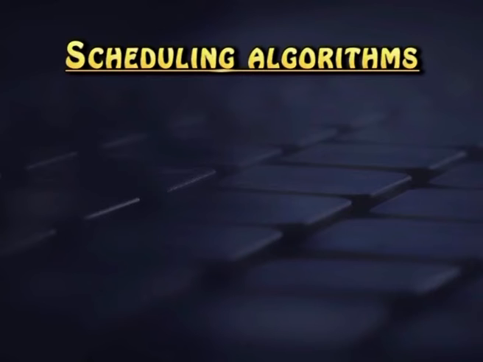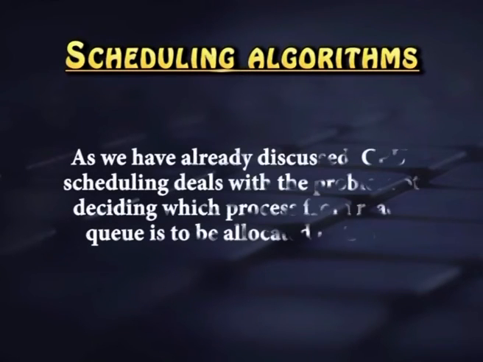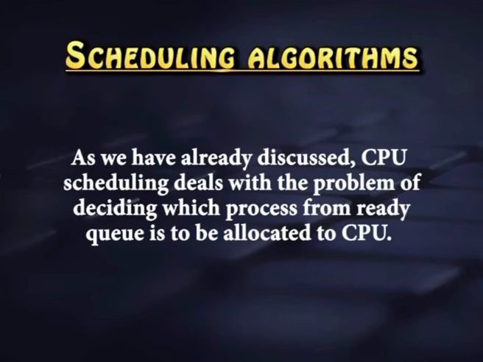Next we are going to discuss various scheduling algorithms. As we have already discussed, CPU scheduling deals with the problem of deciding which process from the ready queue is to be allocated to CPU. There are many scheduling algorithms, as discussed below one by one.